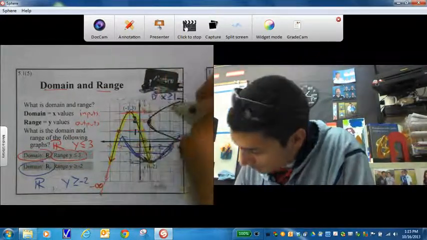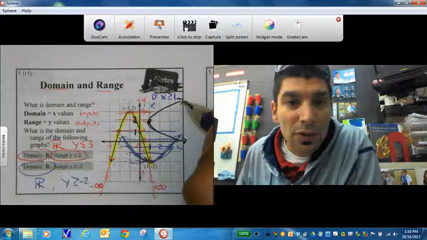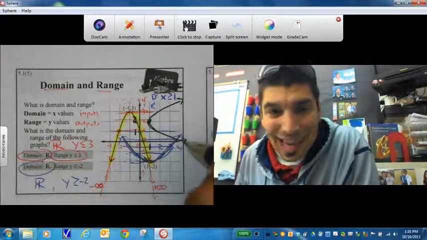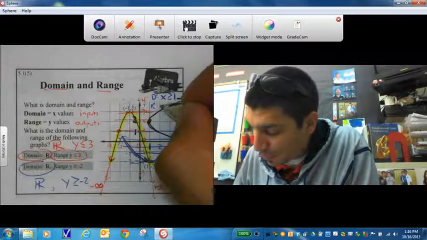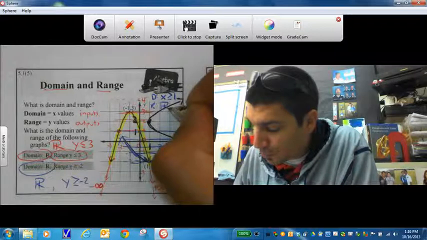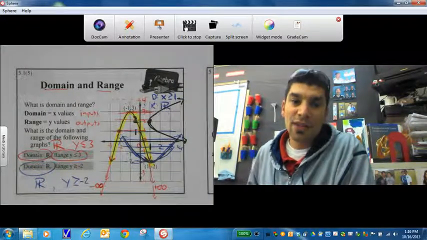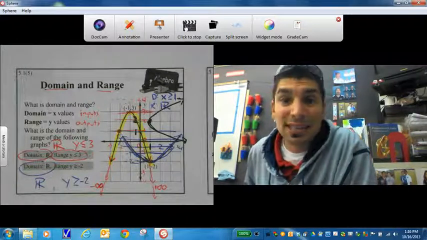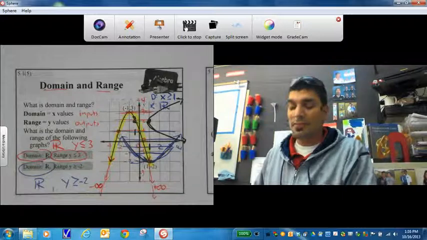Now, what about the range? This goes up forever. It goes down forever, down and to the right. I'm going both of those, so I'm going to use all reals for the range. Hopefully that makes sense. And if you didn't understand that, you can ask somebody around you to explain it to you in a minute. All right.